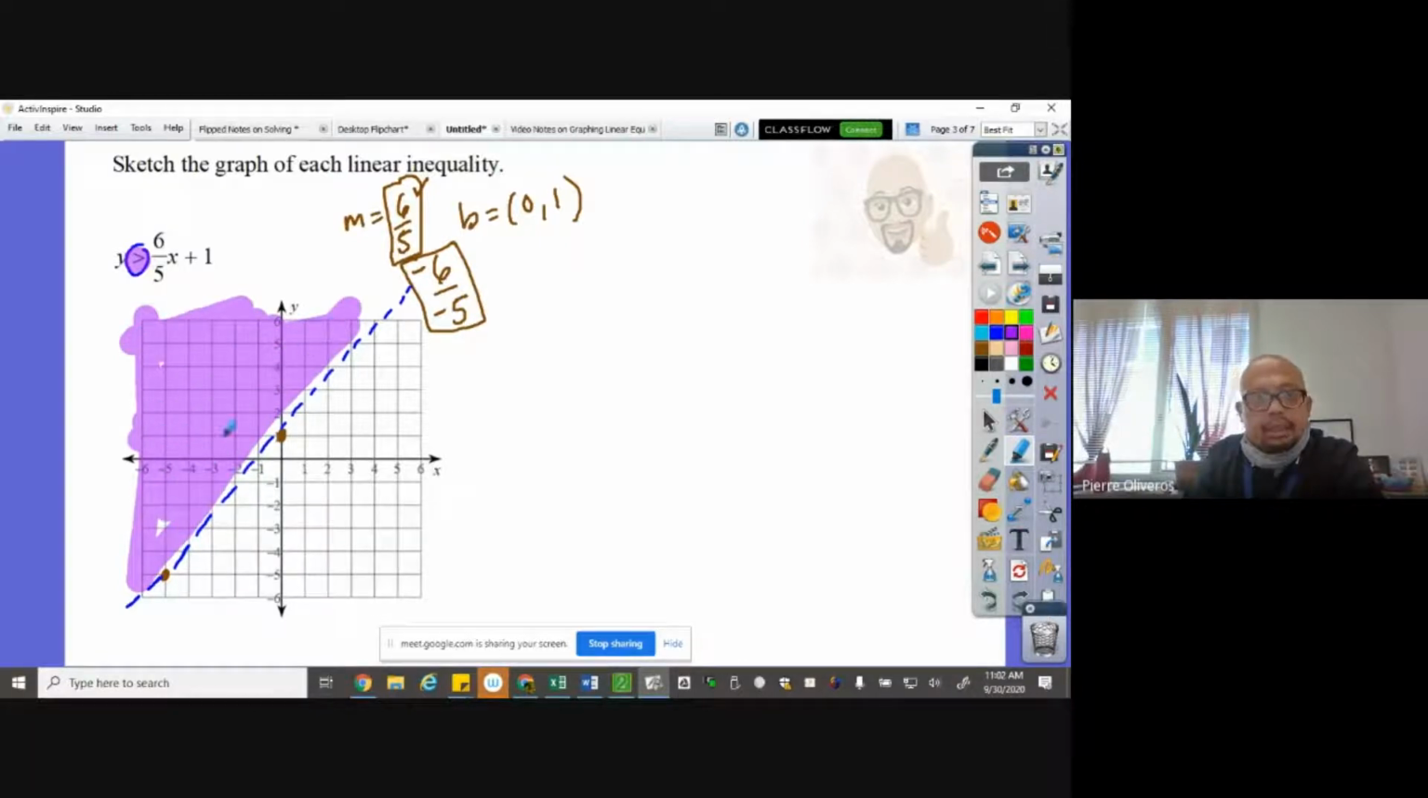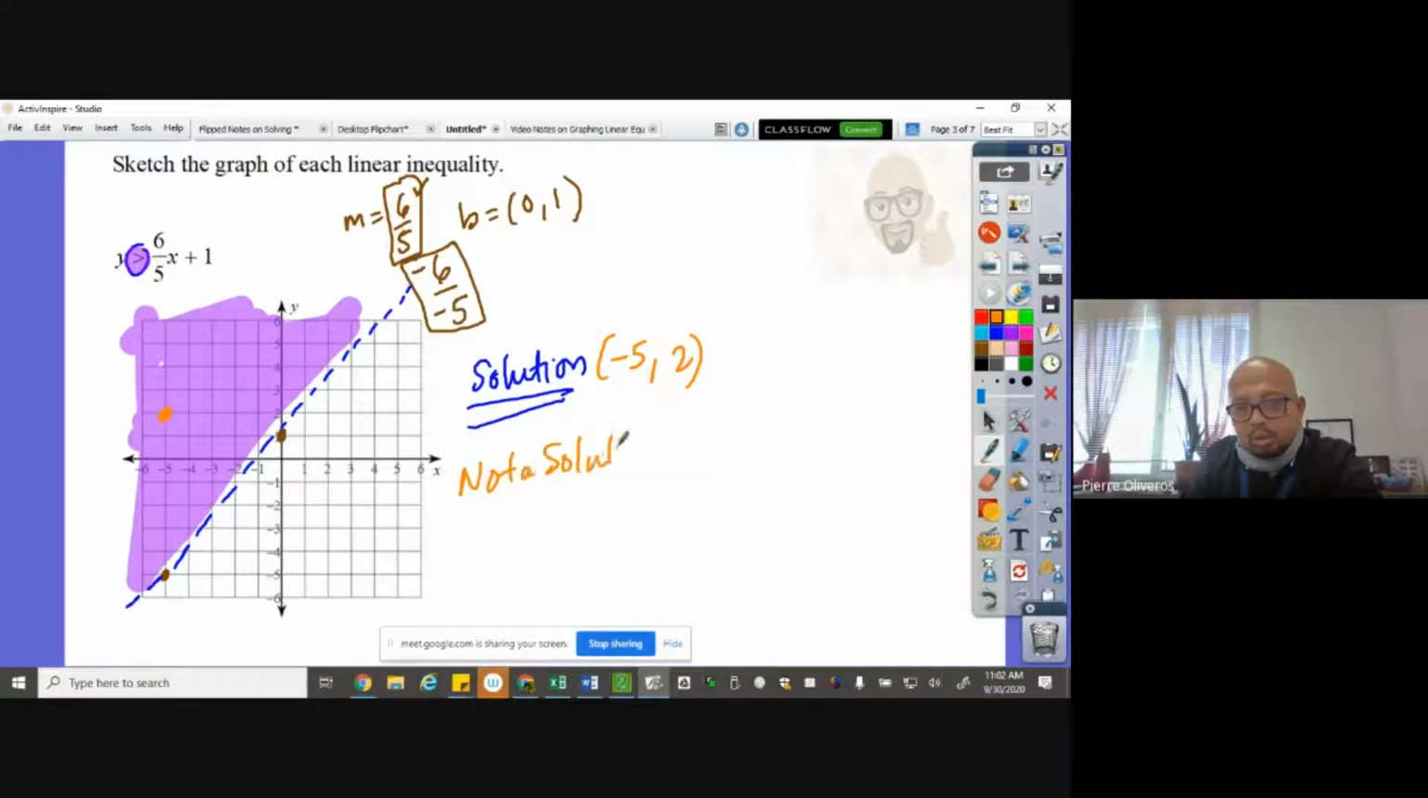All right, there you go. And if you will be asked to find a solution here, I would pick anywhere on the shaded area. Let's say I pick this portion, this orange point. That is -5, +2. If I am asked to give a coordinate which is not a solution, I'll pick somewhere here that's not shaded, so I can say the origin is not a solution.